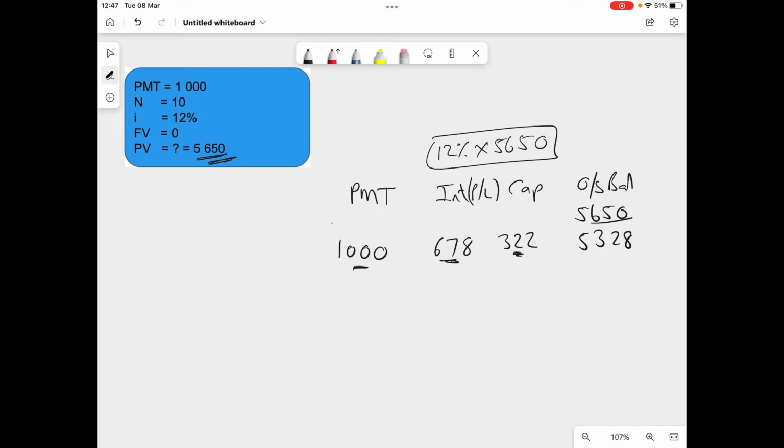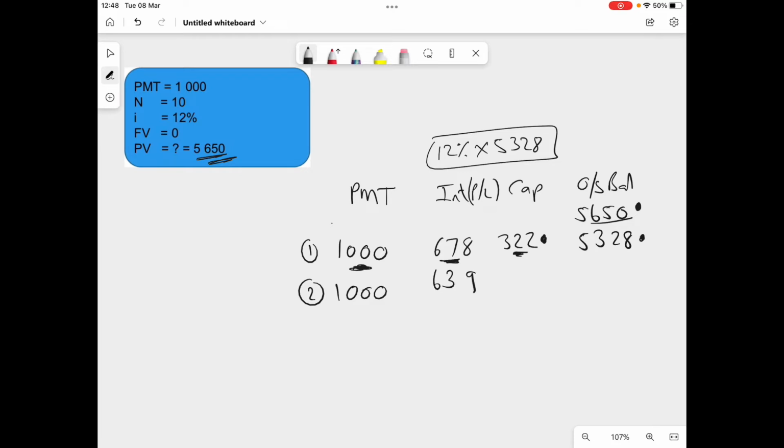So my new outstanding balance at the end of year one is the outstanding balance at the commencement less the capital portion of the R1,000 payment. The R1,000 payment has an interest component as well as a capital component. Now in year two, when I make my next payment, again it will have an interest component, but now it will be calculated as 12% on the new outstanding balance of 5328, so the new interest component will be 639.